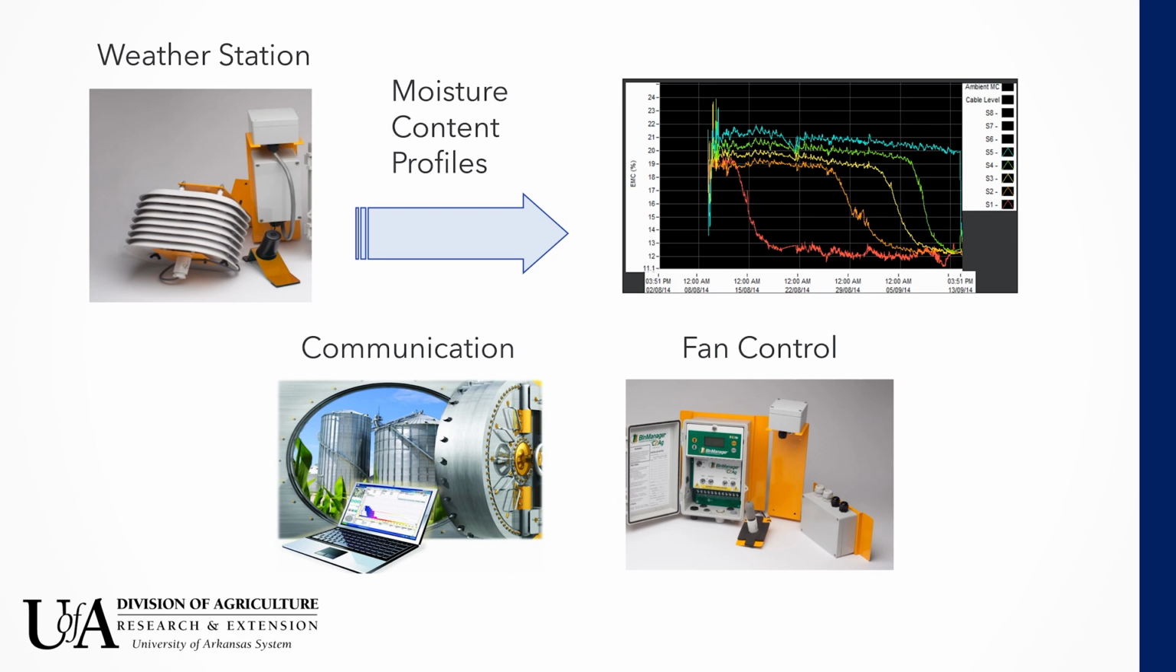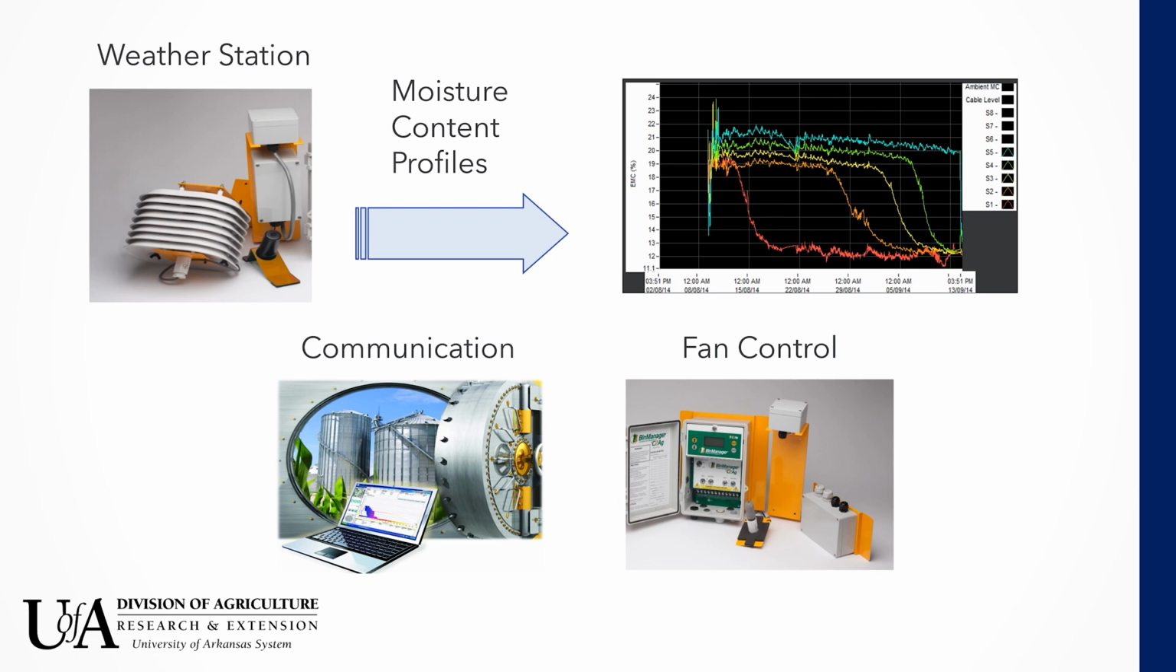With that information, we can determine what the equilibrium moisture content of the rice at those conditions would be. That information is picked up for each node on the cable, and it can be plotted on a graph that can be visualized or seen by the grain operators.